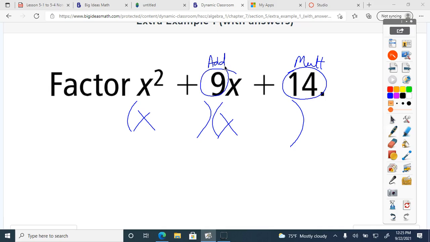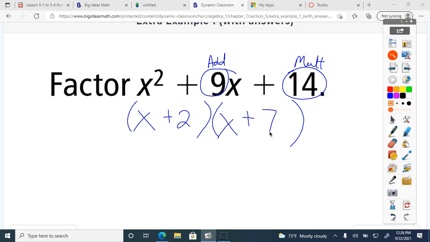So what multiplies to be 14? I can think of 4 things. 2 and 7, 1 and 14. Which one of those adds up to 9? 2 and 7. So plus 2 plus 7. If I had written plus 7 plus 2, is that still okay? Yes, because remember, we're multiplying, and it does not matter what order you multiply. Is that making sense?